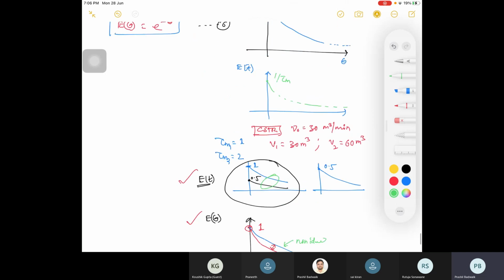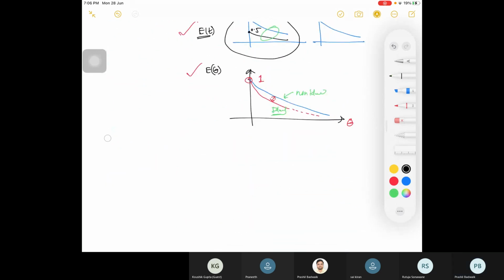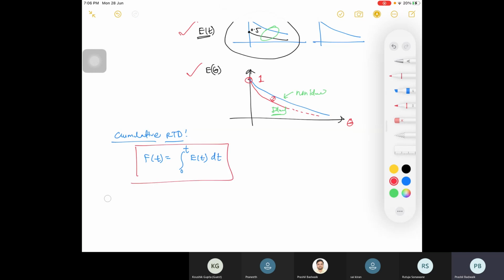Now find out your cumulative RTD. The next definition, the seventh one, is the cumulative RTD. What is that? F of t is the integral from 0 to t of E of t dt. This is your definition for F of t.